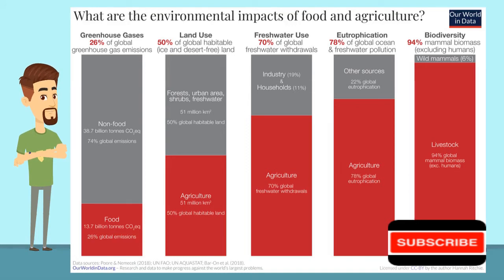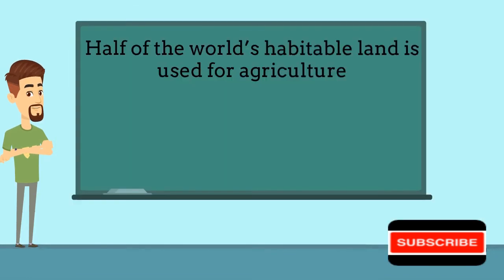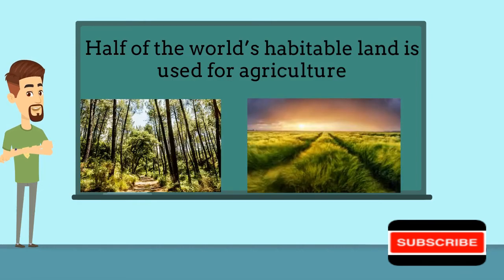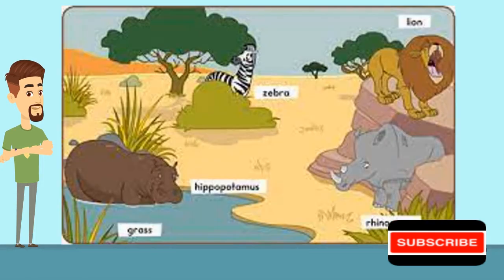In this video, we are going to talk about land usage. Do you know, half of the world's habitable land is used for agriculture? For much of human history, most of the world's land was wilderness, forests, grasslands and shrubbery dominated its landscapes. Over the last few centuries, this has changed dramatically. Wild habitats have been squeezed out by turning it into agricultural land.